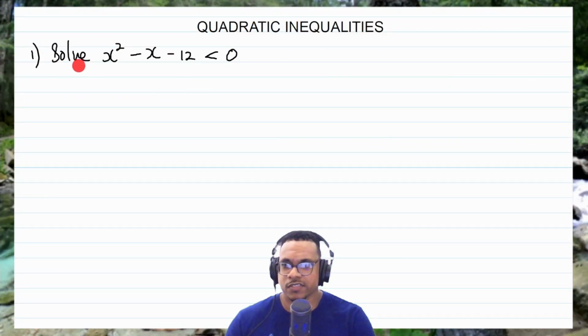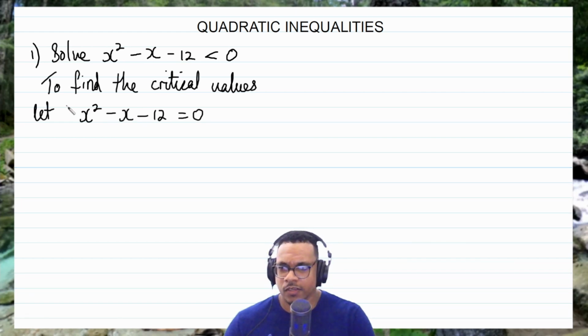In this question, we have to solve the quadratic inequality x squared take away x take away 12 is less than 0. Now the first thing we're going to do here is find the critical values, and that is done by putting this quadratic equal to 0. So we have to find the critical values. We're going to let the quadratic x squared take away x take away 12 be equal to 0.